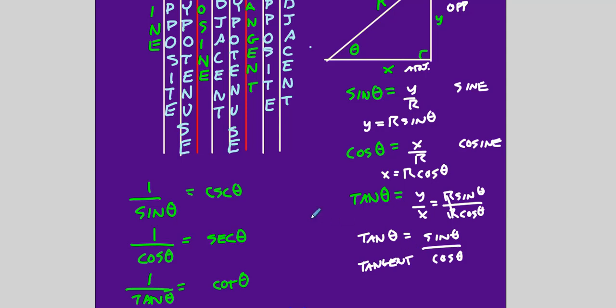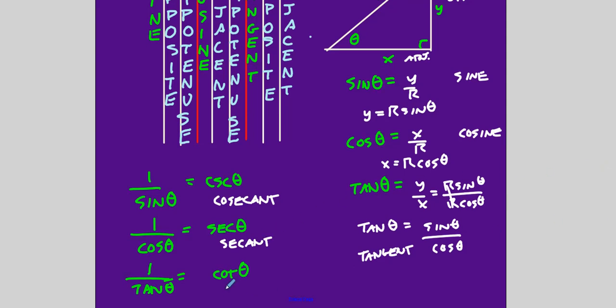So the reciprocal of sine is cosecant theta, and that's spelled cosecant. The reciprocal of cosine is called secant. And the reciprocal of tangent is called cotangent. So these are just abbreviations, all these. All right, let's continue.